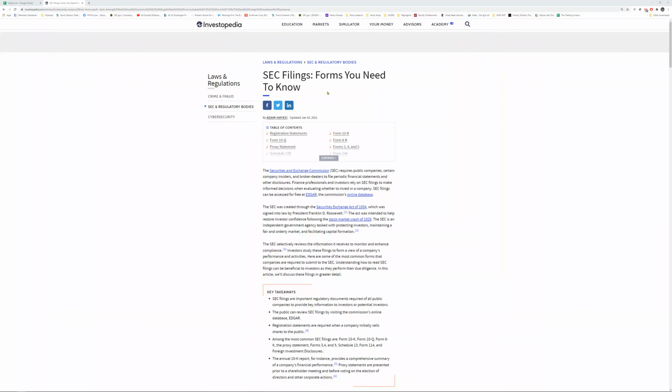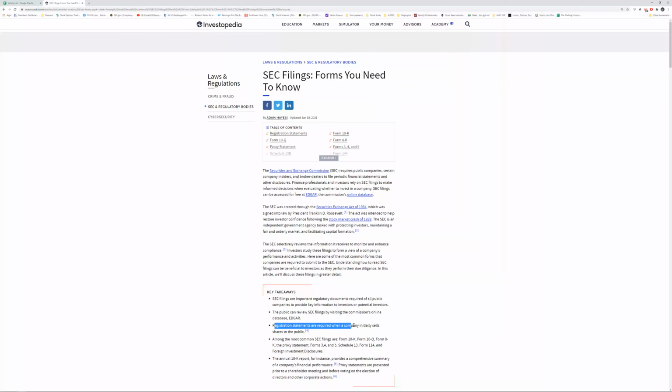Again, we're at Investopedia, and you just search SEC filings forms you need to know. Now, they don't have all of them, but it's a great place to start. Just read through this. It says the SEC requires public companies, certain company insiders, and brokers and dealers to file periodic financial statements and other disclosures. The public can view the SEC filings by visiting EDGAR, as we discussed in the previous video.